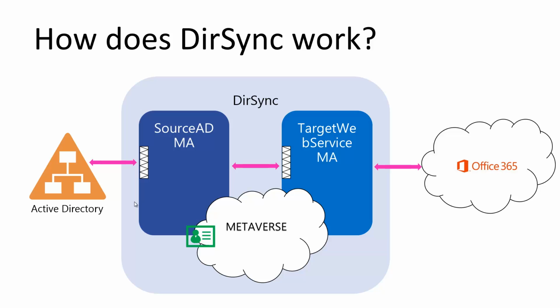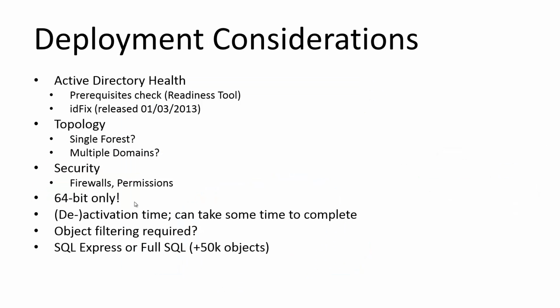And then once the items have been synchronized to the temporary database, the metaverse, as you will, then the target web service will kick in and start reading those objects, pass them through another filter, and move them to Office 365. In some scenarios, especially in the scenario where there is hybrid coexistence, there's a movement back where there are some attributes read from Office 365 and written back into your on-premises Active Directory, but more on that in just a moment.